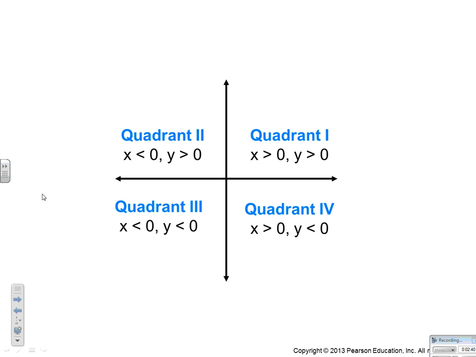So one element to note: when you're in quadrant 1, x and y are positive. In quadrant 2, x is negative, y is positive. Quadrant 3, x is negative, y is negative. And in quadrant 4, x is positive and y is negative.